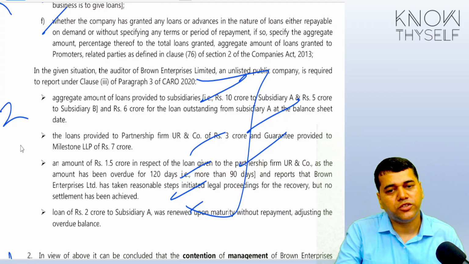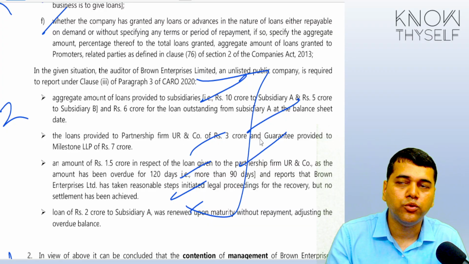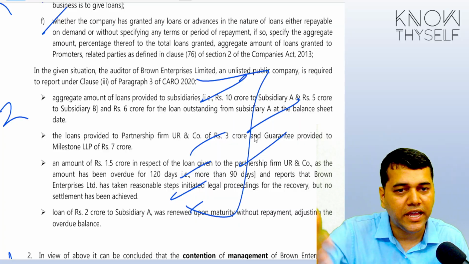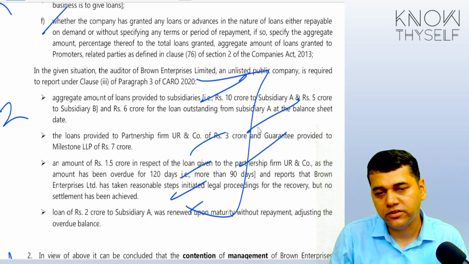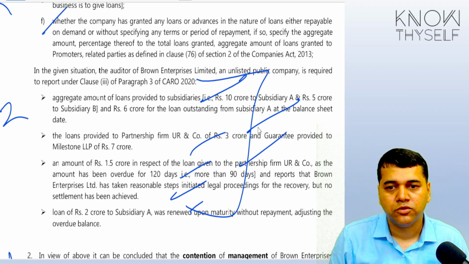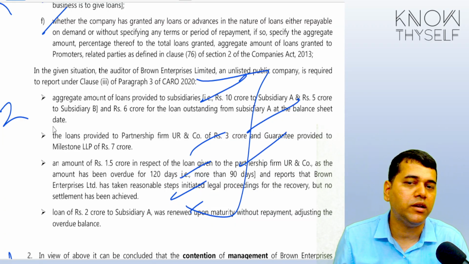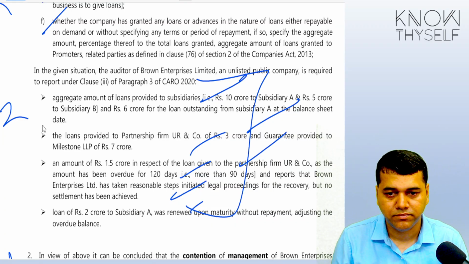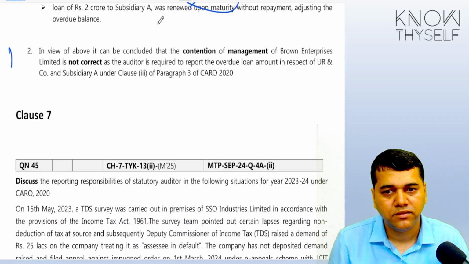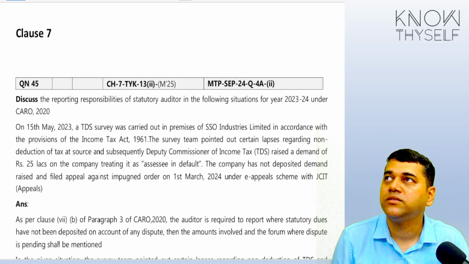So you might have chosen the 120 days overdue, or you might have chosen that subsidiary A has to be reported, this is the outstanding amount. So it's not required that you write everything. In your mind, you can have one marking scheme. I hope it's fine. It's good that we have seen some questions.